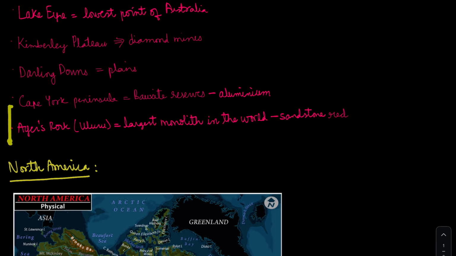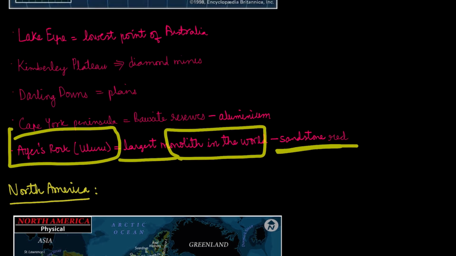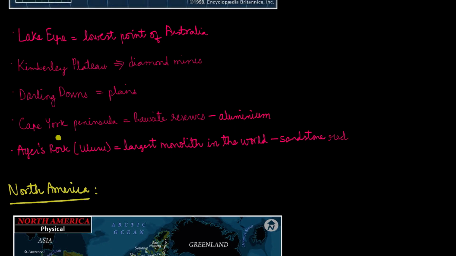So, Ayers Rock or Uluru. This is the largest monolith in the world, and it is made of sandstone, red sandstone. So, Ayers Rock is also in Australia.